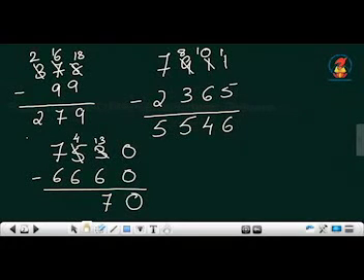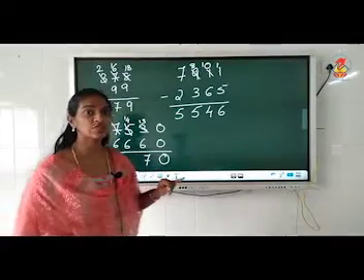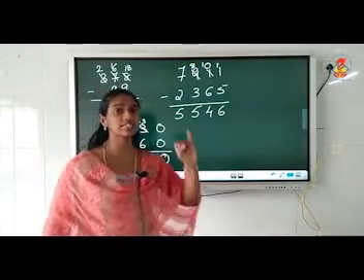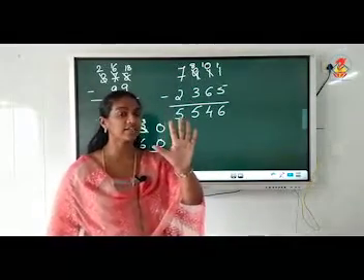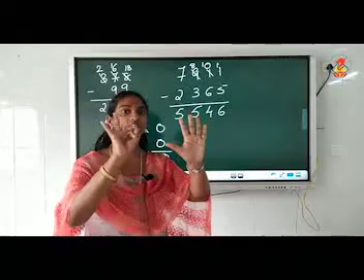Is it possible? No, 4 is smaller than 6. So, I am going to borrow from 7. This will become 6. When you borrow from 7, it will become 6 and then you get 14 here. Now, what is 14 minus 6? After 6, 7, 8, 9, 10, 11, 12, 13, 14.